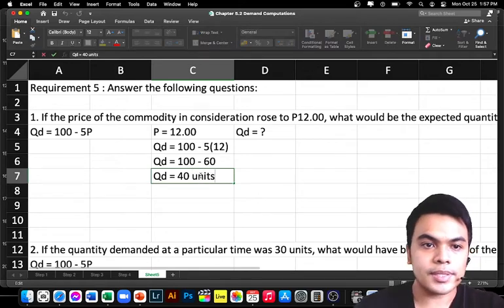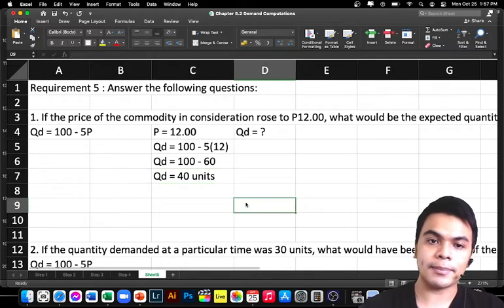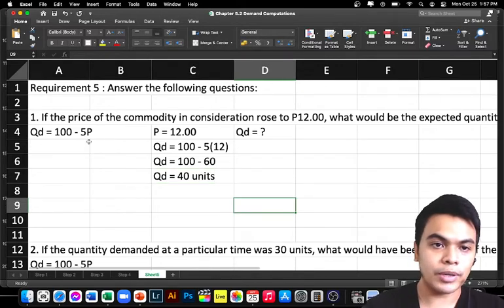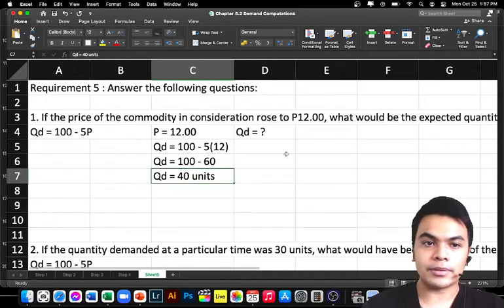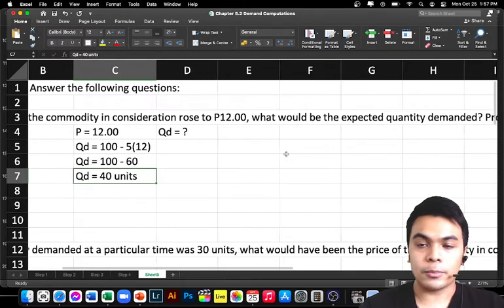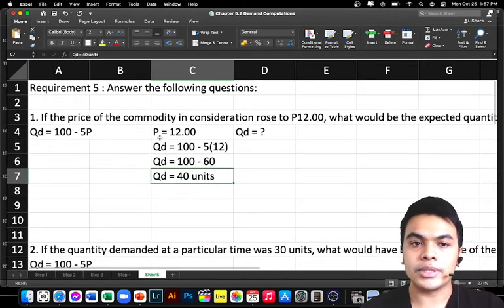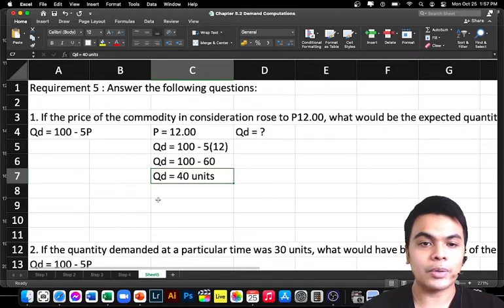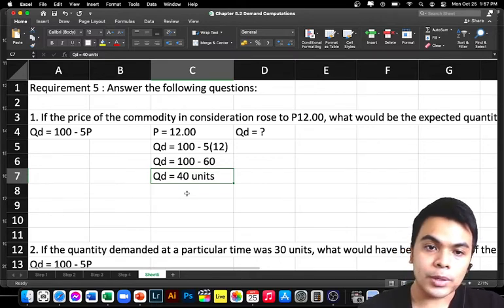Let us not be confused, no? When we say quantity demanded, it should be in units. While for the price, of course, it should be in pesos. So if we try to interpret this computation, what would be the expected quantity? If the price of the commodity goes to 12 pesos, the quantity demanded will only be 40 units. So it is still true with our law of demand. As the price goes up, the quantity demanded goes down.